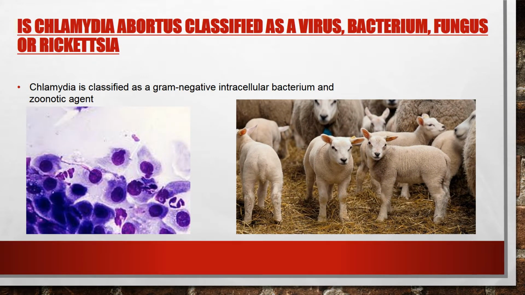Hello, my name is Lorato. Firstly, I'll be defining what Chlamydia abortus is, and later I'll be telling you about the lab test performed to diagnose this disease in bovines. Chlamydia abortus is classified as a gram-negative intracellular bacterium and a zoonotic agent.